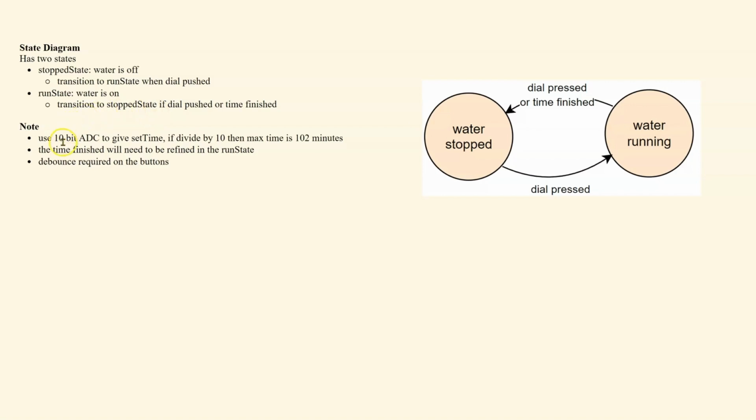Some background information. We need to use a 10-bit ADC to give a set time. I need to look at this time finished in more detail, looking at the code, and debounce required on the buttons. Now, pause the video and write the C code for this state machine.